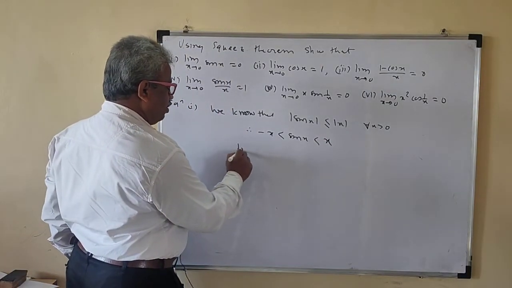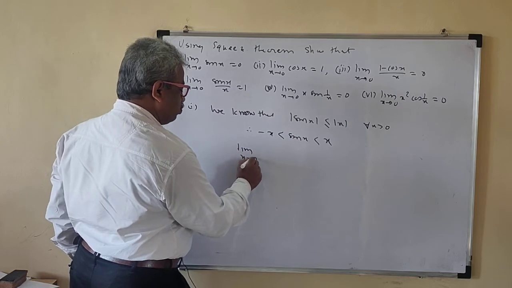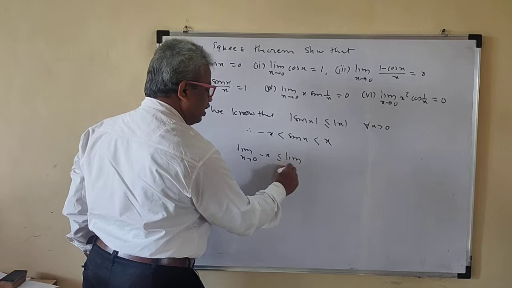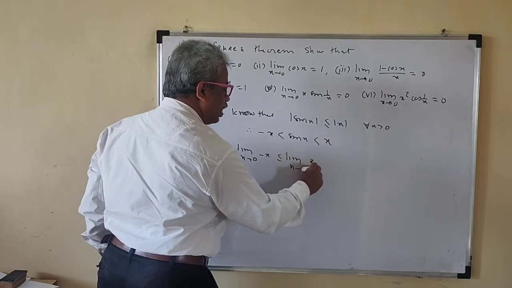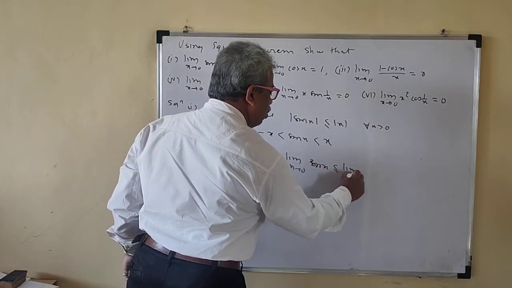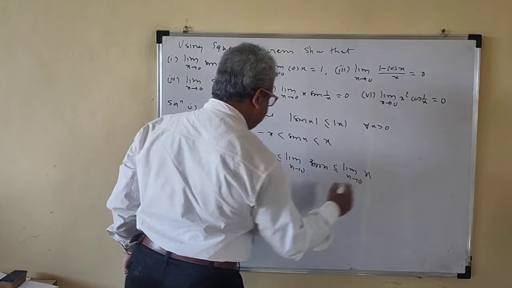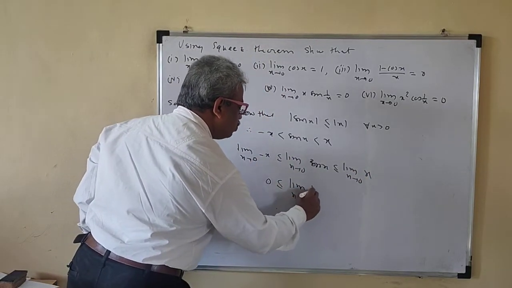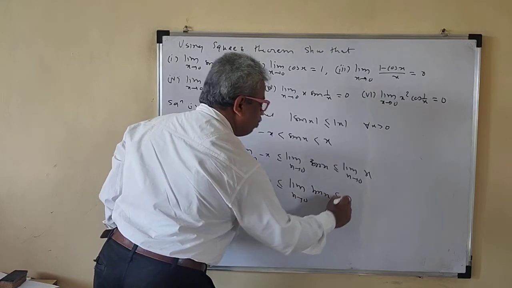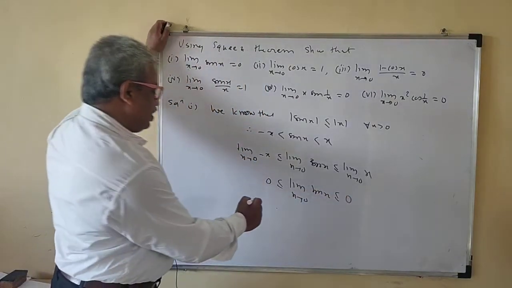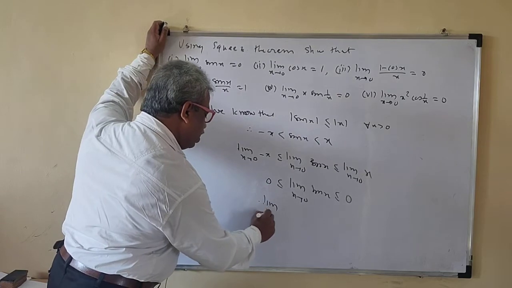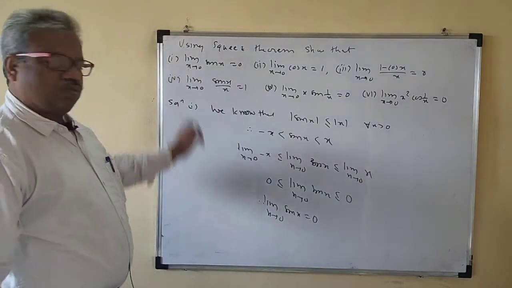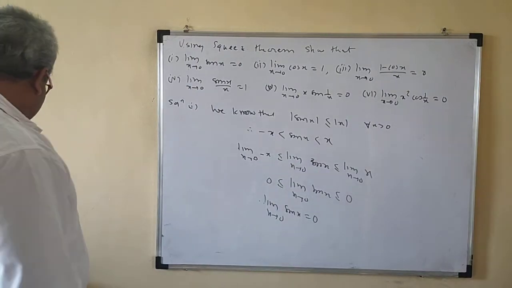Now limit as x tends to 0 of minus x is less than or equal to limit as x tends to 0 of sin x, which is less than or equal to limit as x tends to 0 of x. So this is 0 less than or equal to limit as x tends to 0 of sin x, less than or equal to 0. Okay, so by the squeeze theorem, limit as x tends to 0 of sin x is equal to 0. So this limit is also 0.